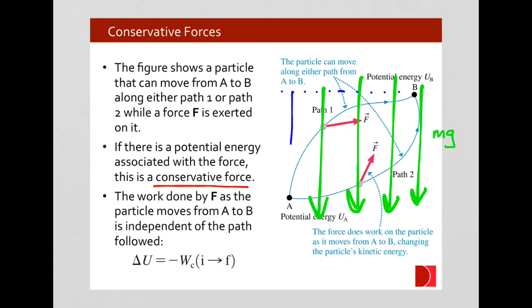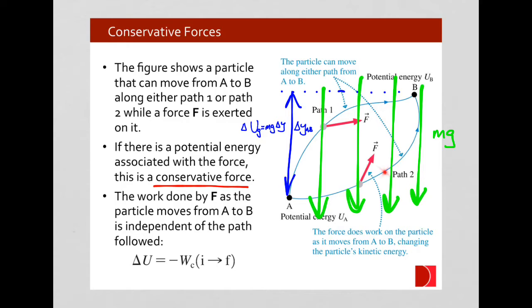And from what we've seen, the work done by gravity and the potential energy due to gravity depends on the change in vertical height, because we said that the work done by gravity is the dot product of the force of gravity and the displacement as we move along the curve.